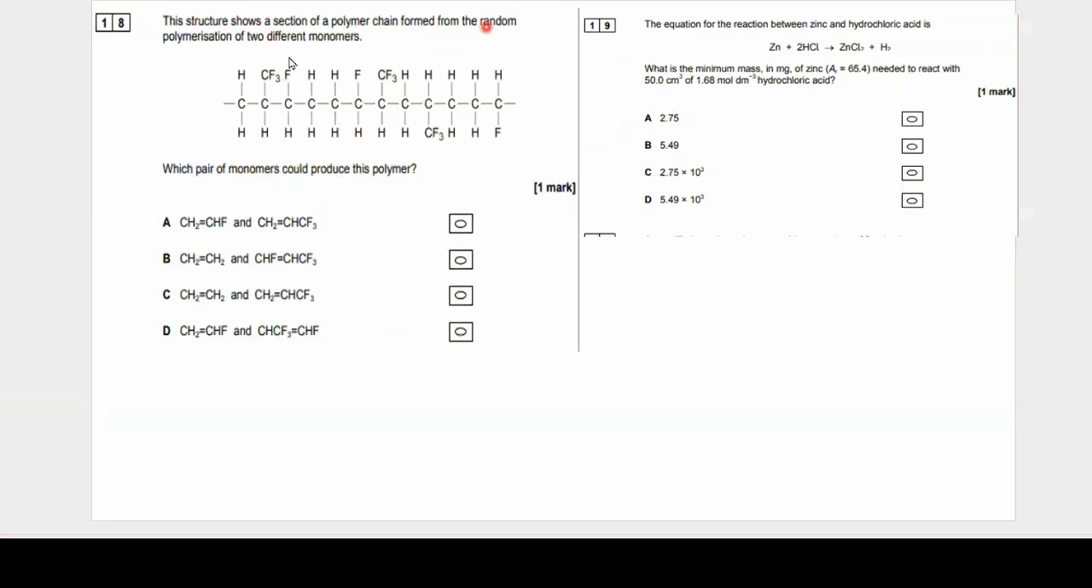Question 18. The structure shows a section of a polymer chain formed from the random polymerization of two different isomers. Which pair of monomers could produce this polymer? Okay, this is a little bit difficult. I'm going to start at the bottom with D, and we're going to look at trying to portion these up.